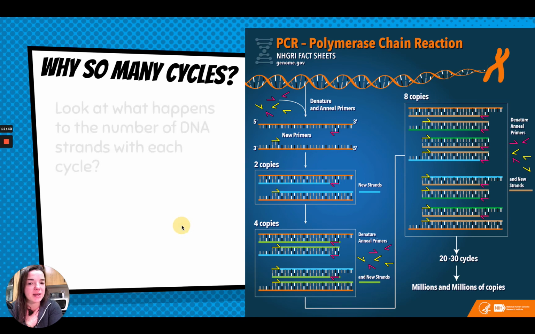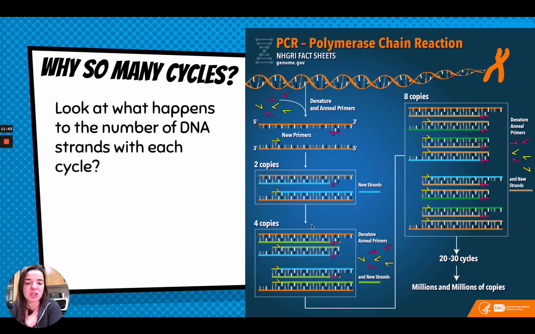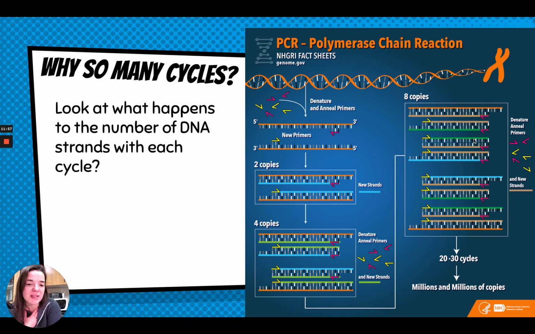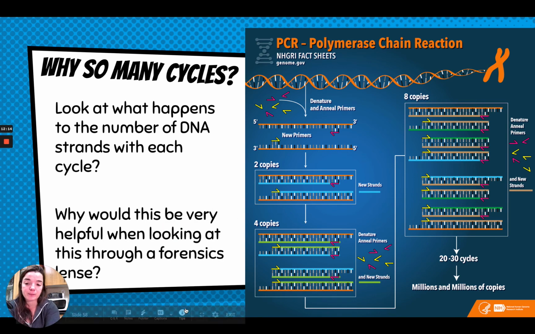So why so many cycles? Look at what happens with the strands. Each time, this is your full set of DNA, now they get a little bit shorter. Now they get a little bit shorter here. Finally, this size right here is the actual piece that you want. And every single time that you do this, you're going to be making more and more and more copies of just that target region.